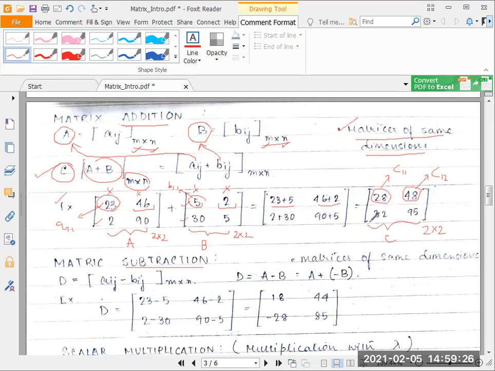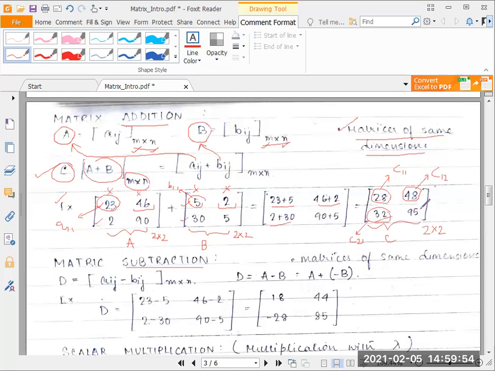Again, for the C21 element, let me mark this for you. So this is the C21 element. This is because it corresponds to the second row and the first column. Again, we'll go back to the original two matrices and look at the second row, first column. That's 2, and the second row, first column in B, that's 30. So we'll add 2 to 30. 2 plus 30 gives us 32.